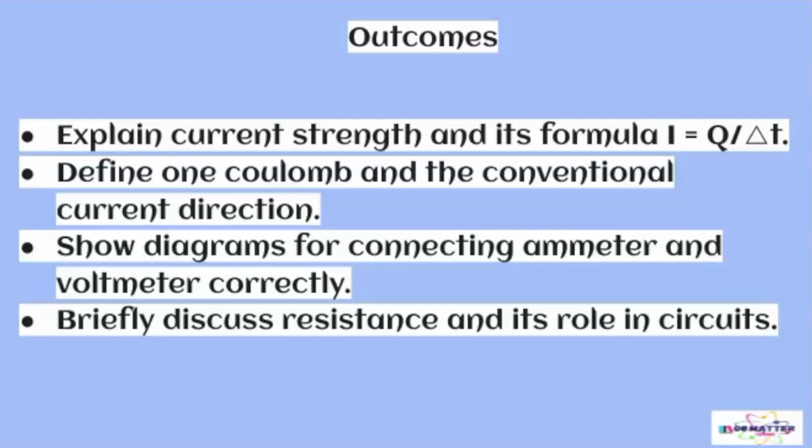Current. You must be able to explain current strength and its formula I is equal to Q over delta T. 2. Define 1 coulomb and the conventional current direction. 3. Show diagrams for connecting ammeter and voltmeter correctly. 4. Briefly discuss resistance and its role in a circuit.